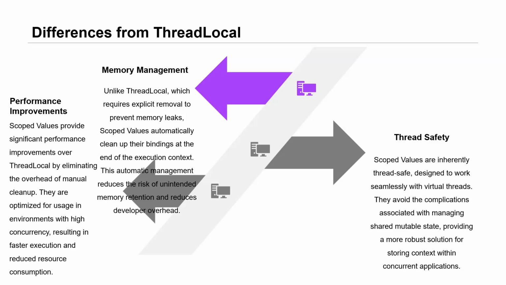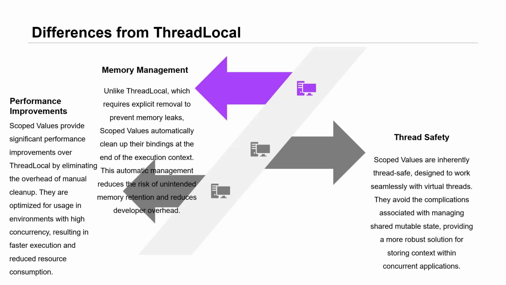Now we will talk about memory management. In this category, ThreadLocal requires removal to prevent memory leaks. Whenever you use it, you need to remove those values manually to prevent memory leaks. But scope values automatically clean up their bindings at the end of the execution context. This automatic management reduces the risk of unintended memory retention and reduces developer overhead.